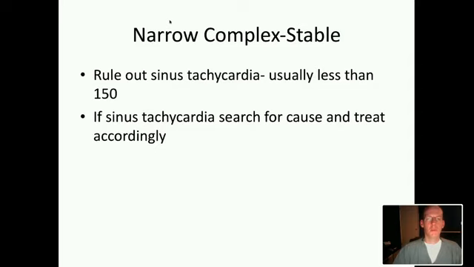Now let's move away from the wide complex to the narrow complex. Reviewing overall, we've talked about unstable, both wide and narrow: cardioversion. Stable wide: adenosine or amiodarone, always ready to defibrillate if the patient becomes unstable. Now we're talking about narrow complex stable tachycardias. These are the SVTs, so the rapid rate but narrow complex, either rapid AFib or supraventricular tachycardia.